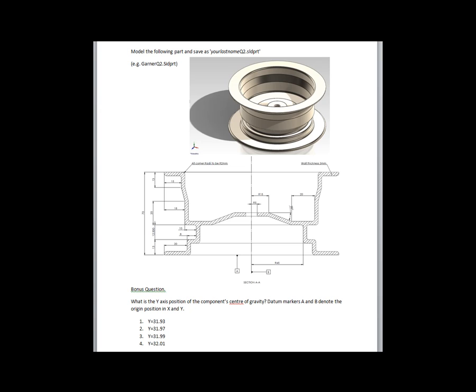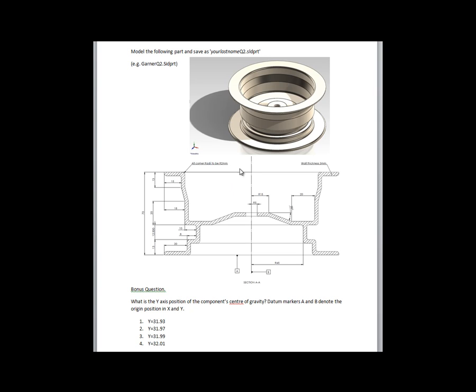Right, moving on to question 2 of the formative assessment exercises. The immediate thing that you should notice when looking at this component here is that we have a cross-section dimensioned view, and the component is a circular part, and therefore we're thinking about a revolve.